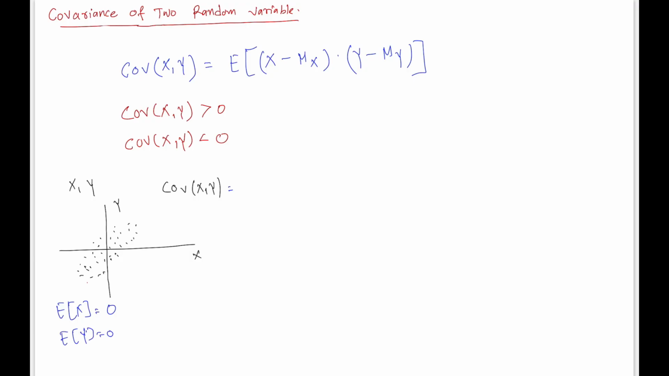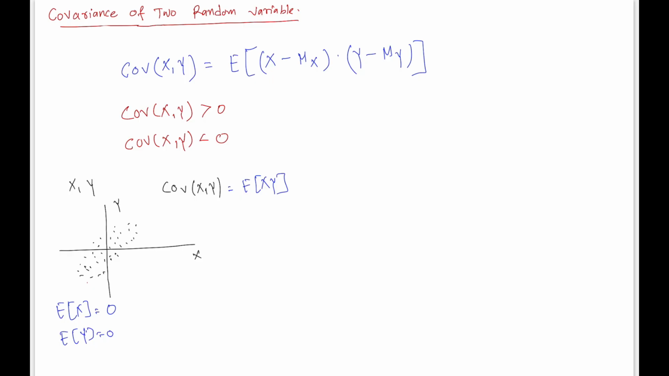And now the covariance would be simply the expectation of the product, right? If you put the 0 here, then this covariance would be nothing but the expected value of the product of this x and y. Now, given this joint PMF, we are asking about the covariance, right?